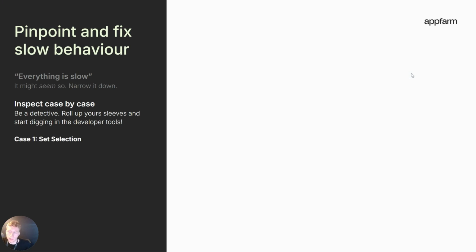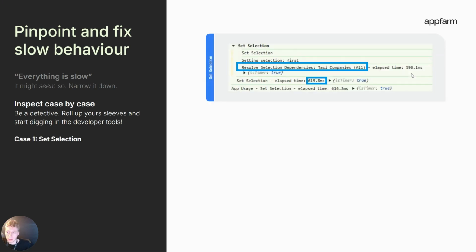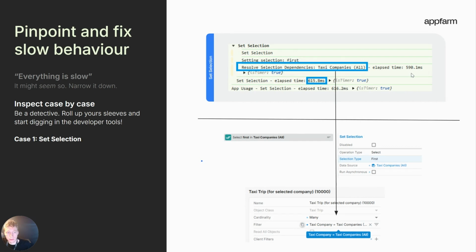So let's have a look at some specific case-by-case examples. In case 1, we have a set selection action node. And as you can see from the logs, it takes 590 milliseconds to run, even though we're only selecting one object in taxi companies all. And you can see from the screenshot below, this is because taxi trip for selected company uses taxi companies all in its filtering. So any change in the selected objects in taxi companies all will cause refiltering in taxi trips for selected company.